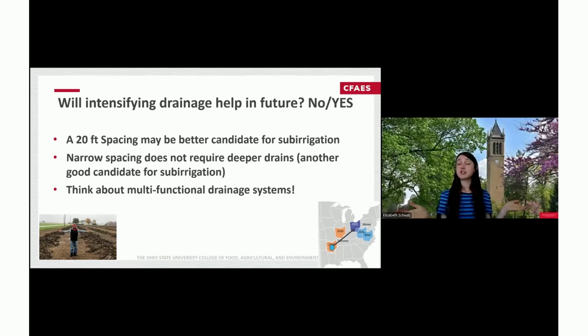So will that intensified drainage be helpful in the future? Maybe no, maybe yes. It really depends on where you want to go with that. Under certain conditions, it might be better. Under certain other ones, not. But we also want to think about going beyond just this regular free drainage system to really open the floor for conversations about conservation drainage or multifunctional drainage systems. So for example, if you have narrower drain spacing, that might be a good candidate for pairing that with drainage water recycling and thinking about sub-irrigation.